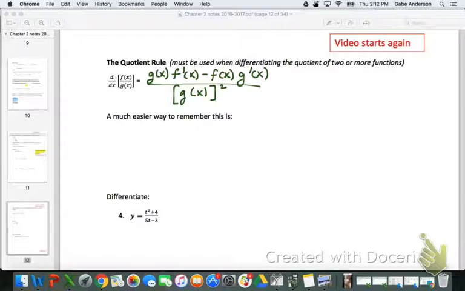And of course, you can see there's an easier way to remember this. I like this one even better than the 1d2 plus 2d1. It'd be a big thing for you to try to memorize. I think it's best to try to remember it this way.